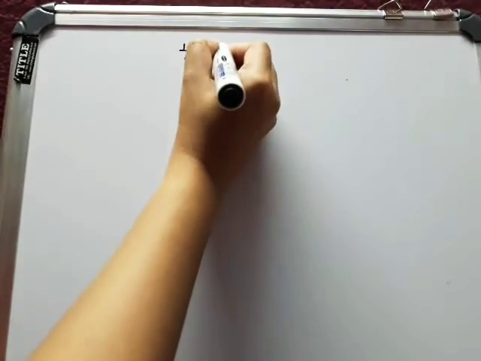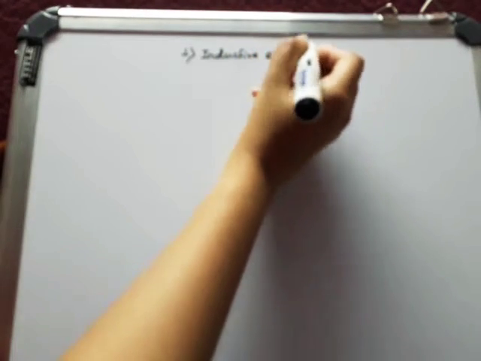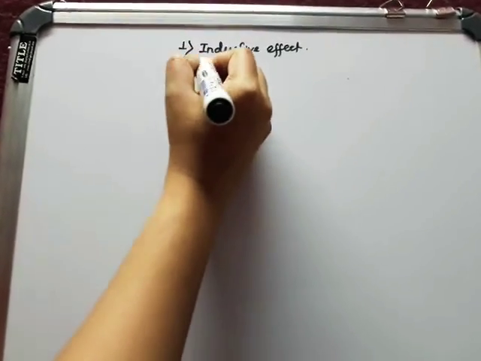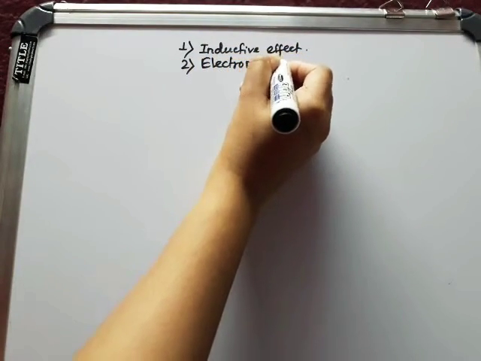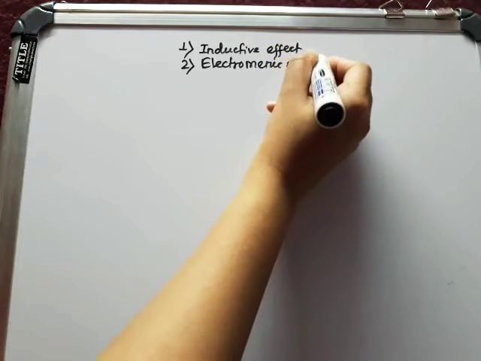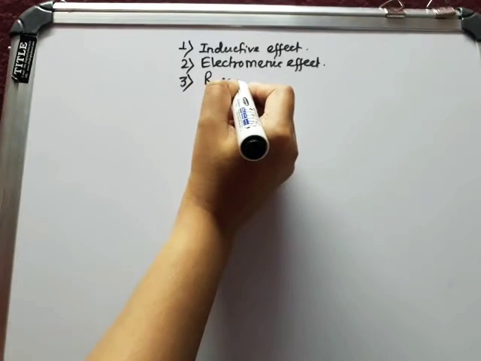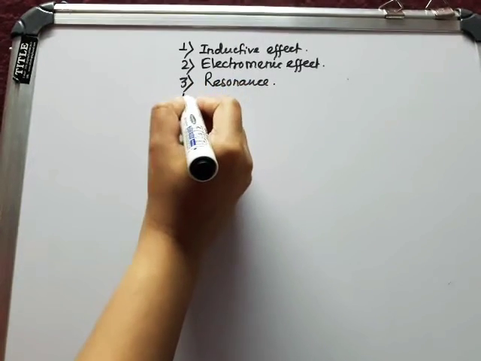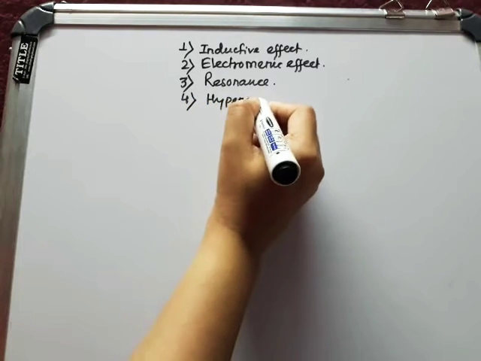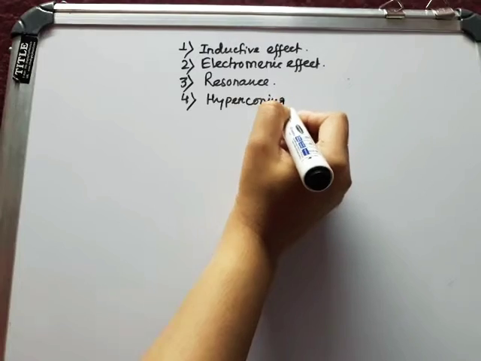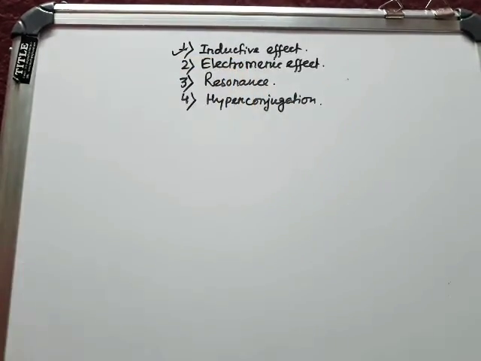One is inductive effect. Number 2 is electromeric effect. Number 3 is resonance. And number 4 is hyperconjugation. Okay, so now we will discuss inductive effect.